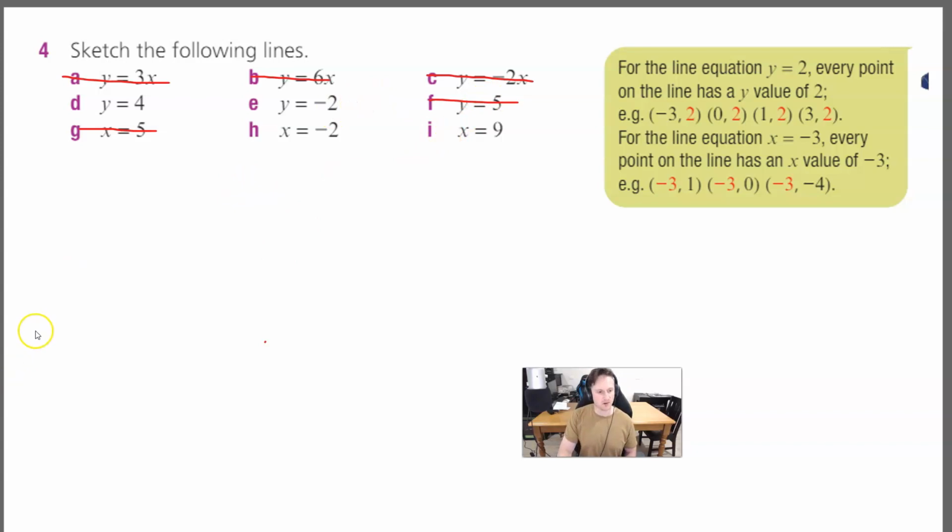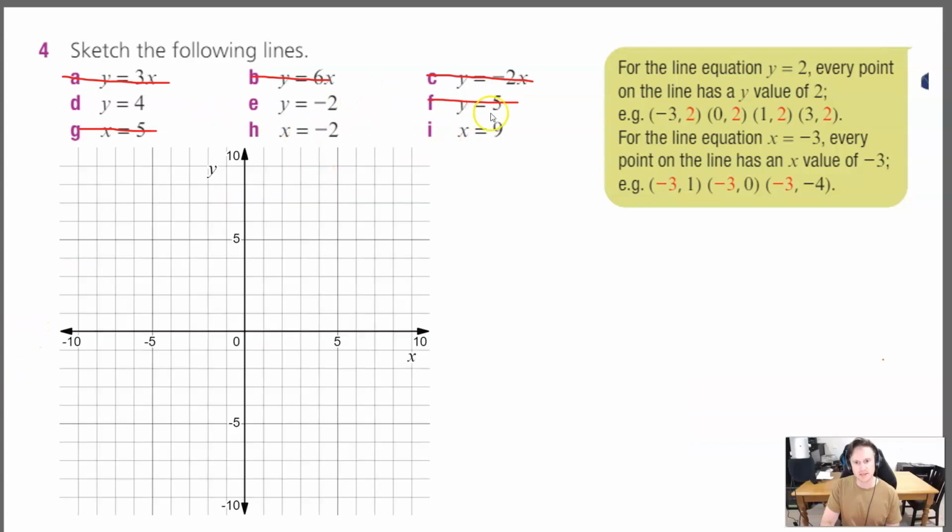All right, so sketch the following lines. Okay, so we're going to sketch the following lines here. So I've crossed out the ones where we're not doing. So y equals 4, y equals negative 2.